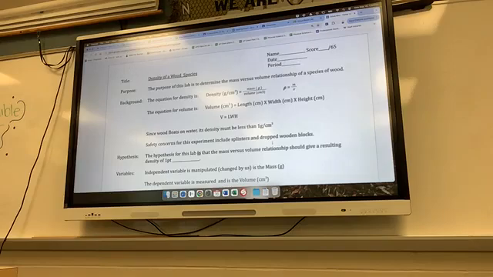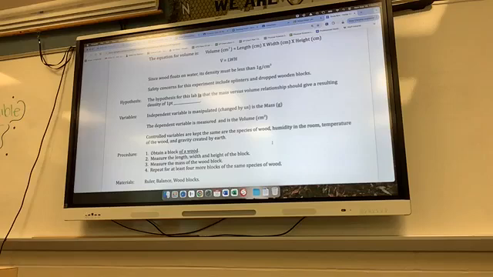Safety concerns are, watch out for splinters because it's wood, but you guys probably won't get any splinters. And don't drop the blocks on your foot because it will hurt. But you'll have closed-toed shoes on, so it will not be a huge issue.